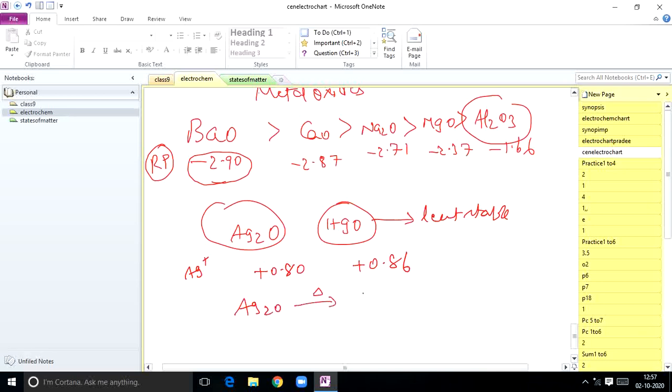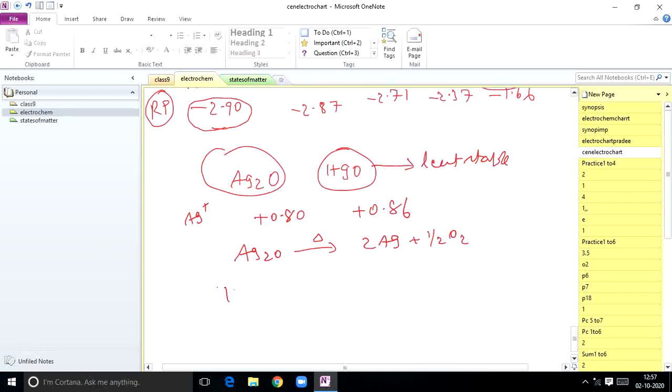It decomposes to silver plus half O2 because of this reason. Next, mercuric oxide is also least stable: 2HgO gives rise to 2Hg plus O2. So this is a very, very important point. All these are applications of the electrochemical series. I hope you understood this, students.